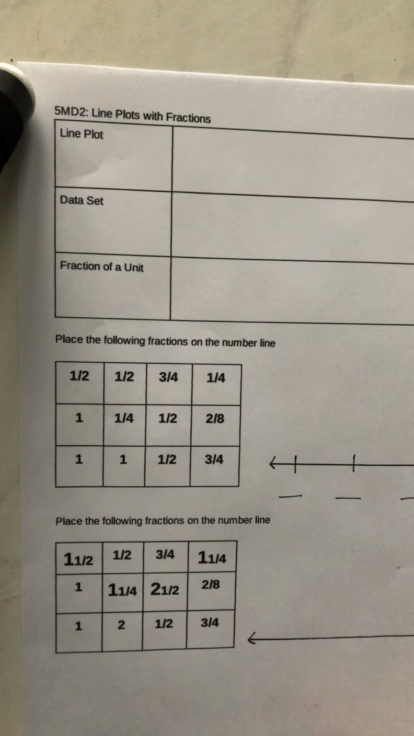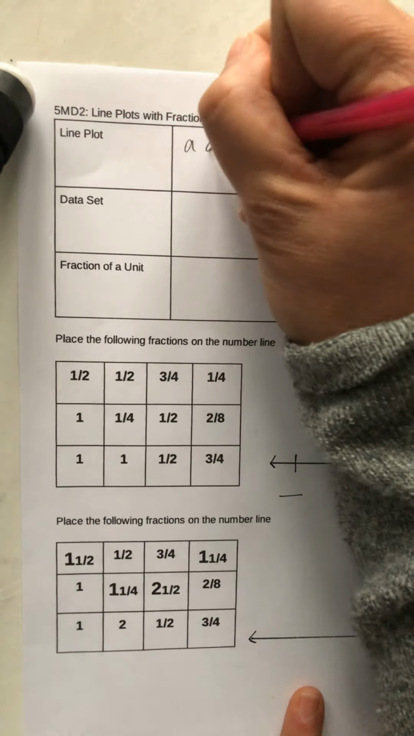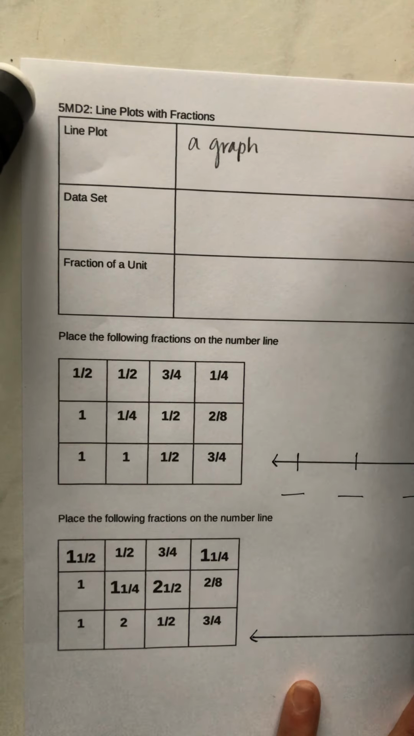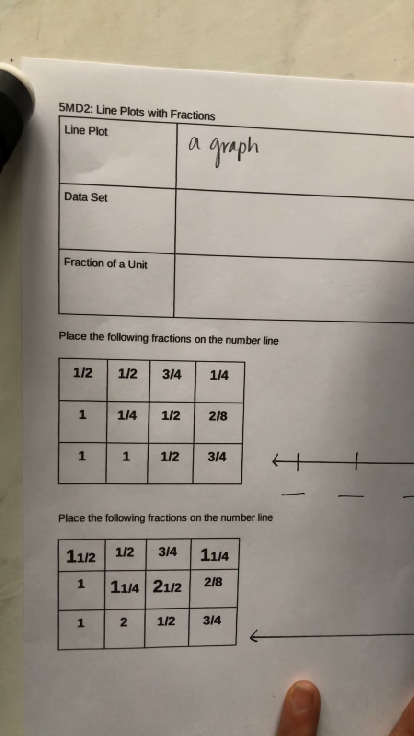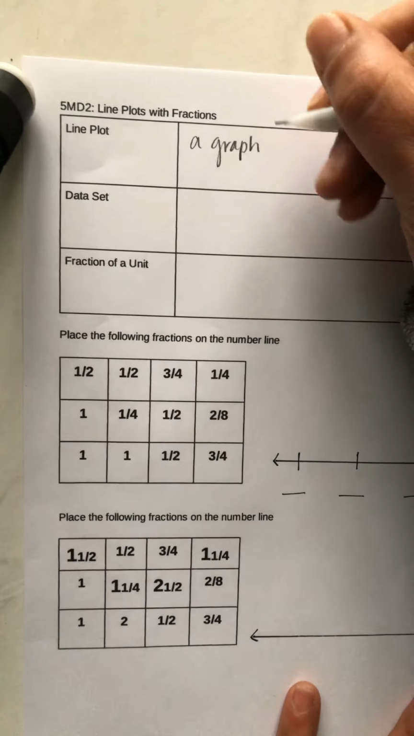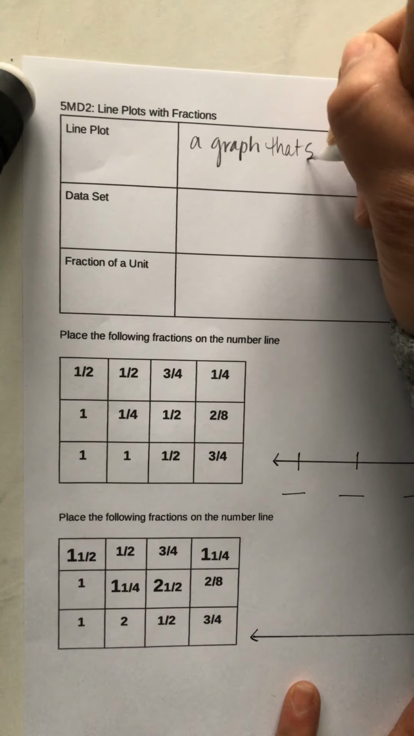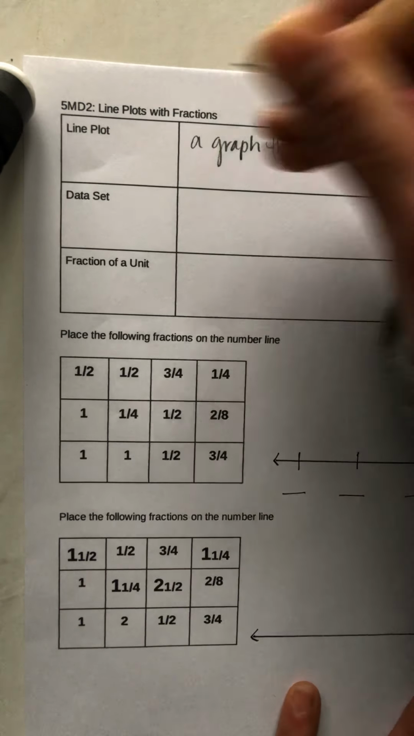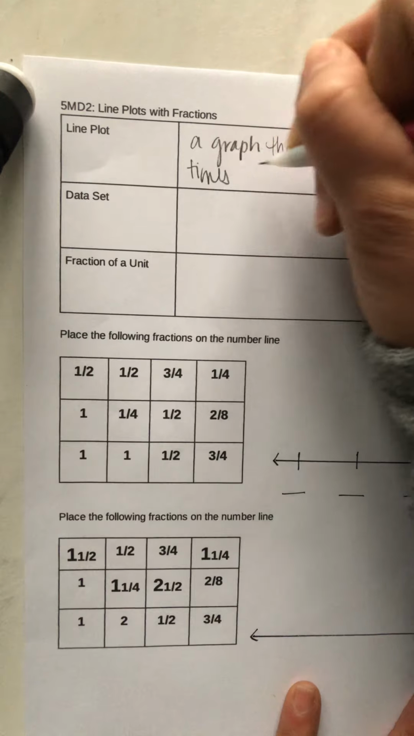So a line plot is a type of graph, and that graph usually shows how many times an event occurs at each point on the line. So you plot information on a line, and that graph helps you quickly get a visual of how many times that thing happens. So a graph that shows how many times something happened.